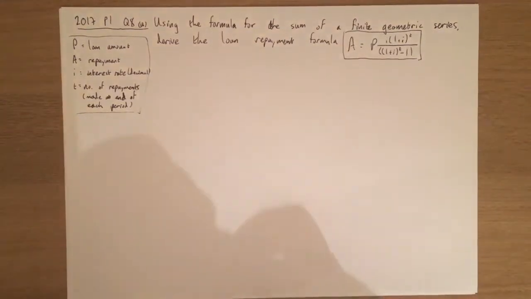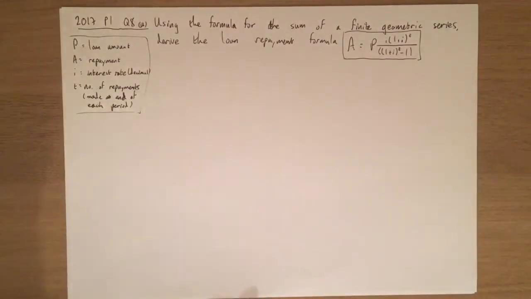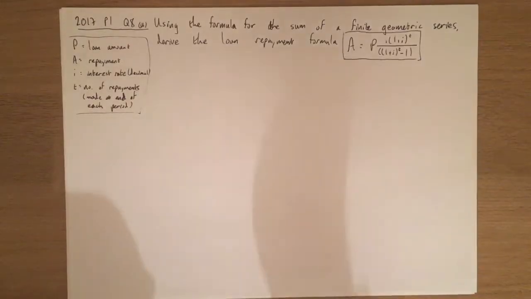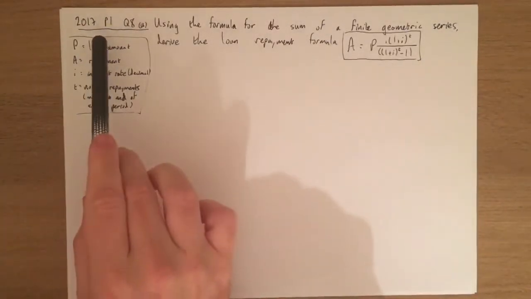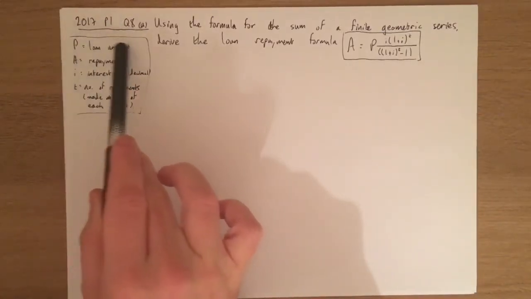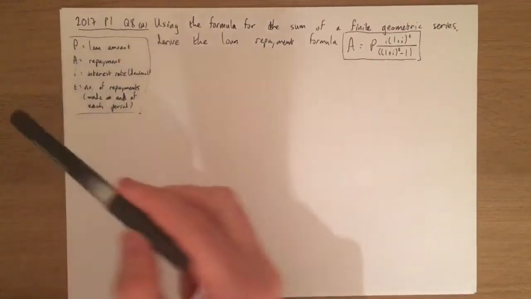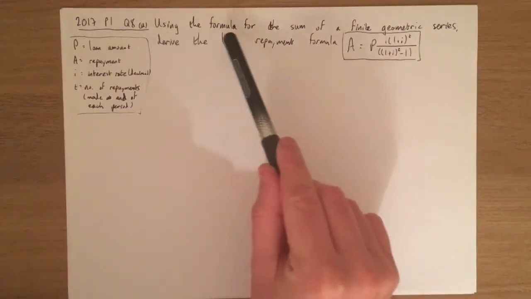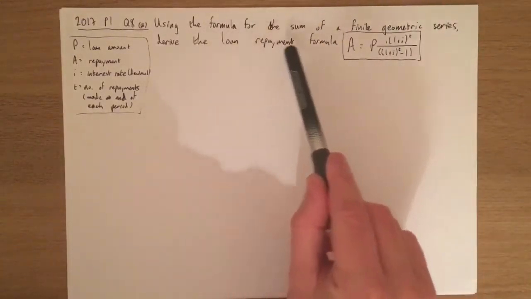Going to run through how to derive the amortization formula using the sum of a finite geometric series formula. So this came up on the 2017 paper 1 question 8a. If you look at that question, you'll see the exact wording they put on it that year. But it's using the formula for the sum of a finite geometric series, derive the loan repayment formula.